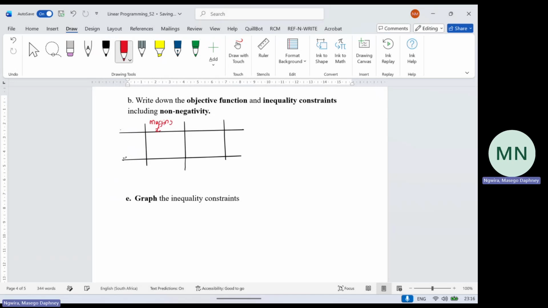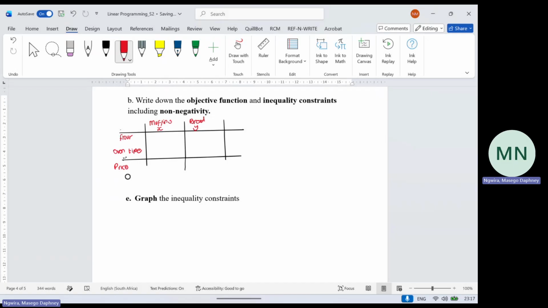Muffins is X. Muffins, which is X. And then we know bread, which is Y. And here we have flour, and then we have oven time. And then we all know that this is the price. Now let's write what we have.